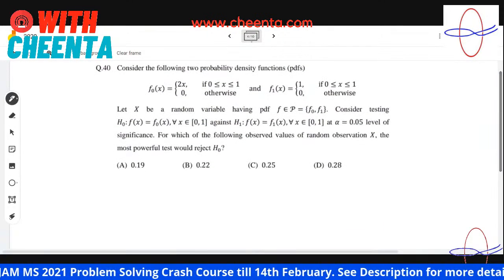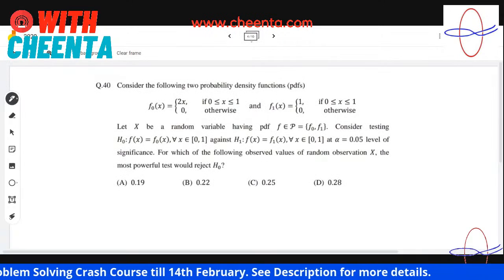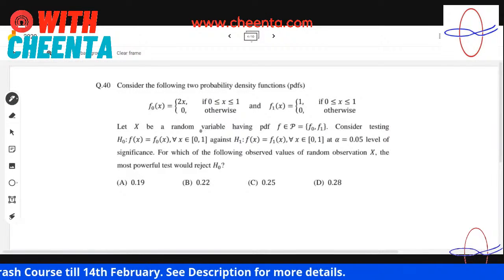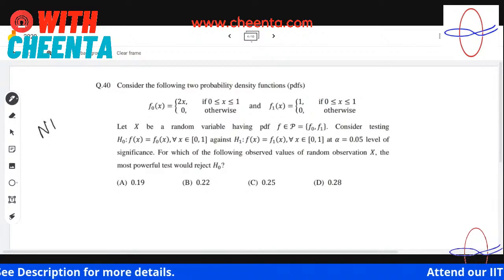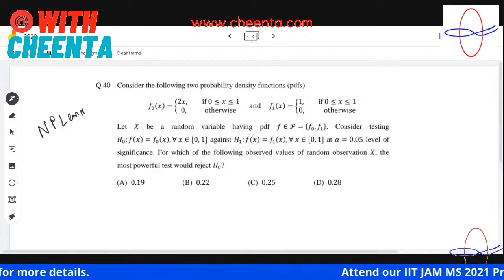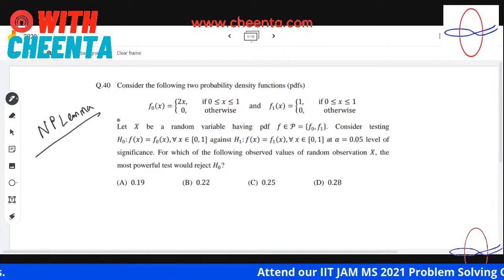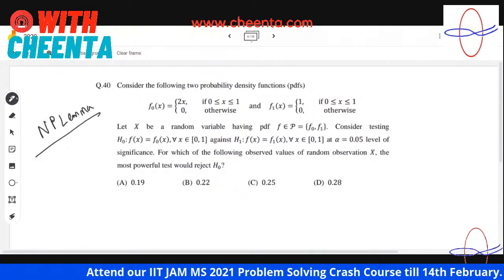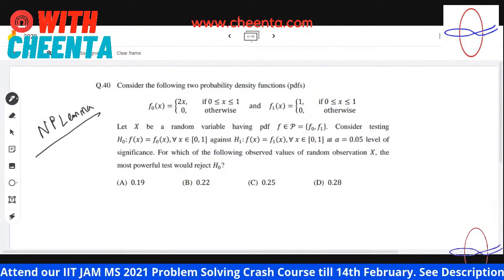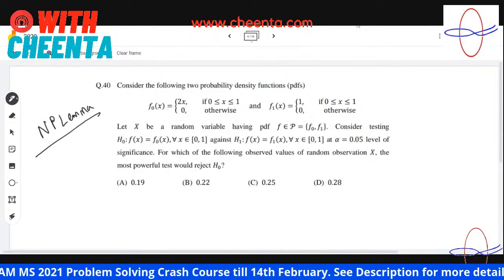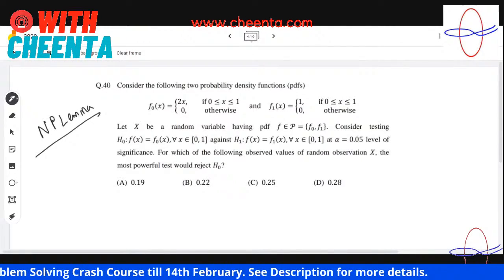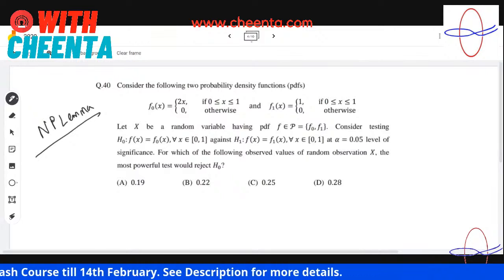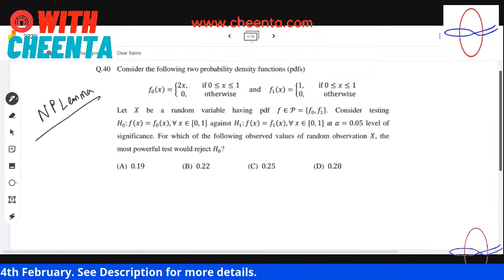So we have 2 probability density functions, PDF now. And X is a random variable with this PDF. Essentially, again, it's the Neyman-Pearson lemma, NP lemma. Okay. So observe that both are simple hypotheses, right? H naught versus H1. And the Neyman-Pearson lemma tells the same thing. So how do you do it? Just apply the Neyman-Pearson lemma now.